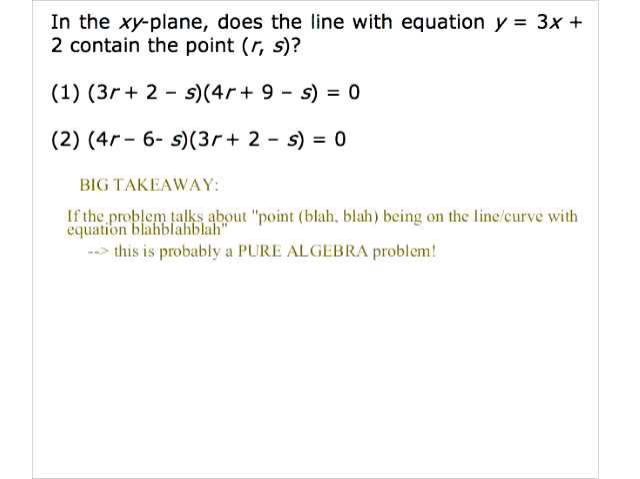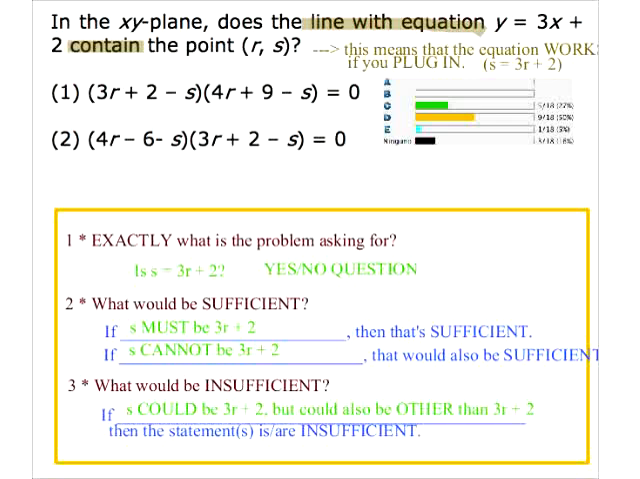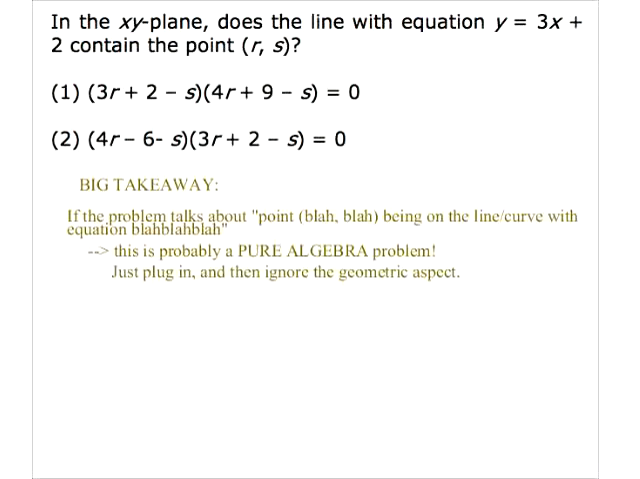Just plug in and then ignore the geometric aspect, as ironic as that is. So that's what happens here. This is not really a geometry problem at all. The line is just a stupid distraction. We don't care. We're trying to figure out whether S is 3R plus 2, and then we're done. So, okay. Is S equal to 3R plus 2?